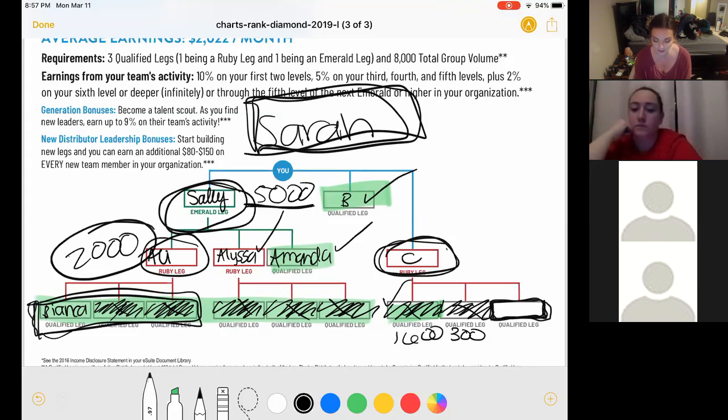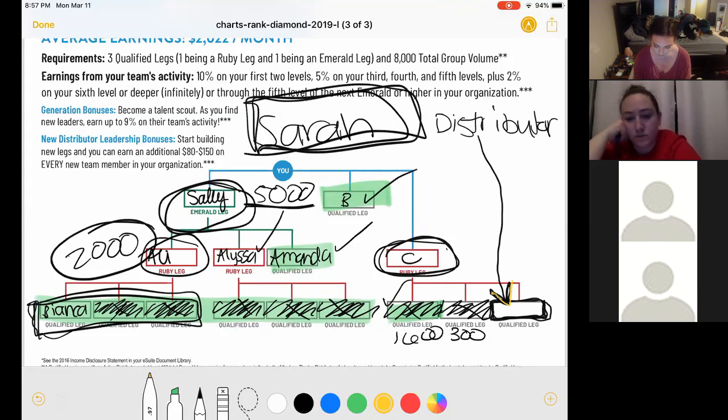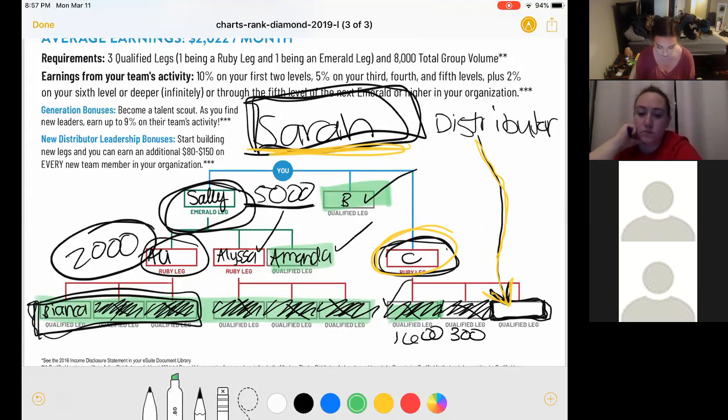So Sarah can sign a distributor and she can move this distributor all the way down here to help person C go Ruby, but also to help Sarah go Diamond. So this is amazing so that although you're working with your team, you're not necessarily counting on somebody to make this happen for you, okay?